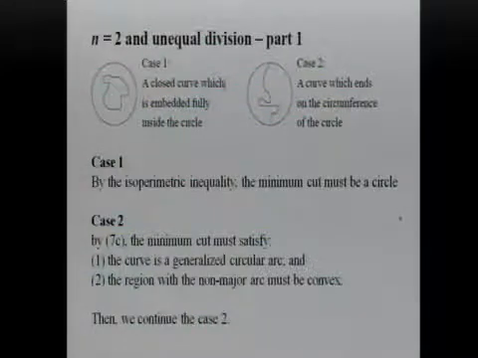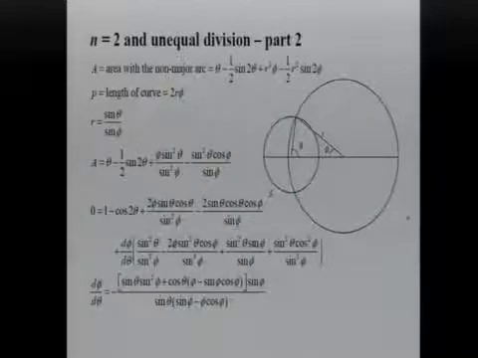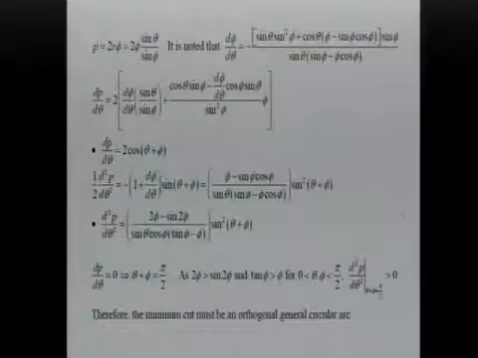In case 2, a curve which is n on the circumference of the circle. We use the lemma 7c. If L is the shortest curve with n points which may not be fixed on the circle dividing a circle into two parts, then the curve is a generalized circular arc, and the region with the long major arc must be convex. We use the lemma, so the curve must look like this. By calculus, we found out the expression of dp d theta. At last, we discovered that if the sum of angle theta and phi is equal to pi over 2, the curve attains minimum in case 2.